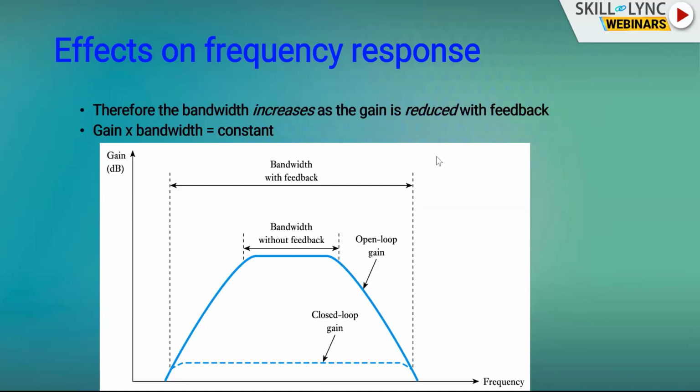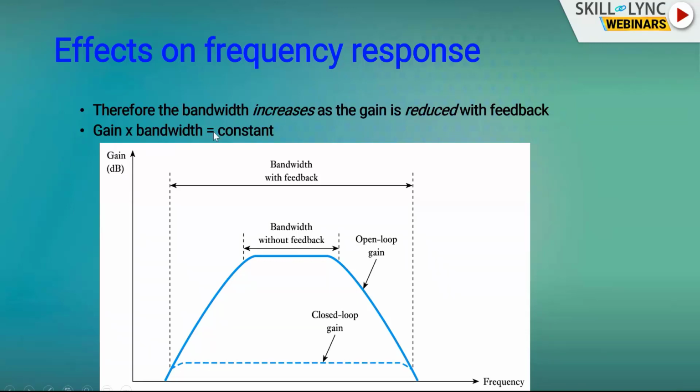Here gain and bandwidth is equal to constant. So here what we see, gain of the amplifier and frequency we have plotted in x-axis. Bandwidth without feedback, open loop, we see the gain is high, but the bandwidth is less. See the gain value, it is here. The gain is high, but the bandwidth is less. Whereas if you see a closed loop gain, the gain is less, whereas bandwidth is more.